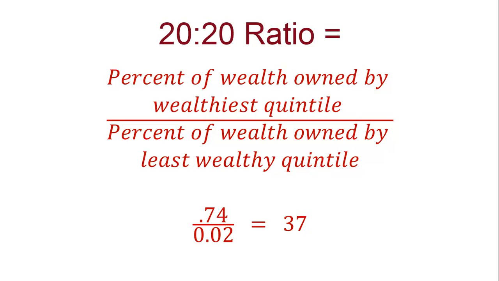It's the percent of wealth owned by the wealthiest quintile divided by the percent of wealth owned by the least wealthy quintile. From our animation, the 20-20 ratio for the year 2000 across the entire globe was 74% divided by 2%, or 37. For every dollar owned by the poor, the wealthy had $37.